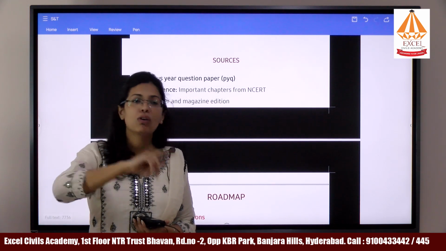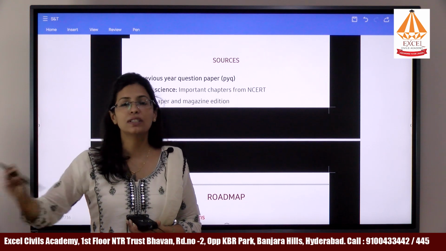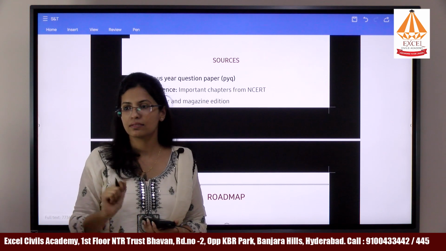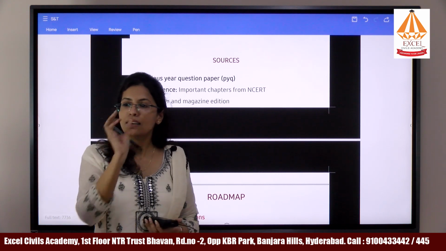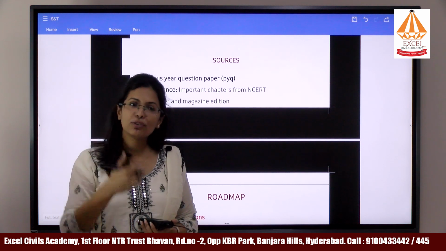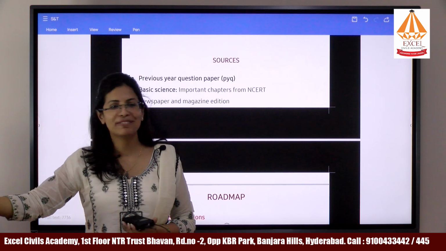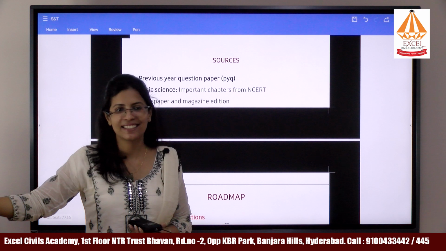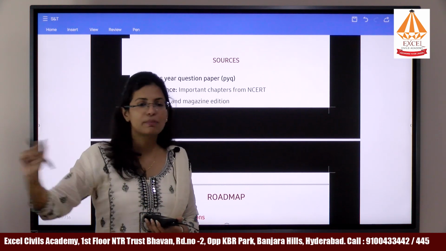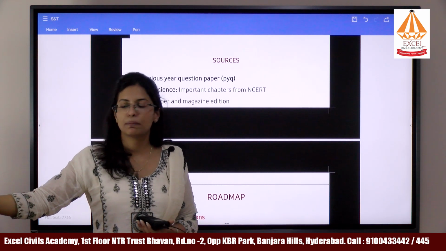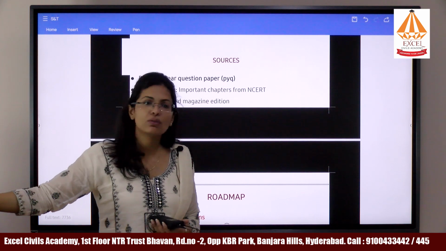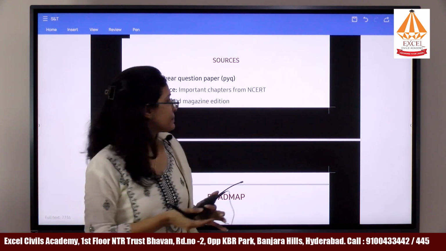But even the wrong options become important, because that is also information, that is also some kind of knowledge, and because it is coming from your examiner, should you not be very aware and alert of it? Yes. So anything that is mentioned in the options of UPSC papers also becomes important. So don't overlook that aspect.